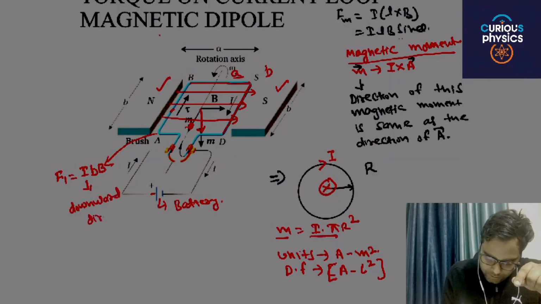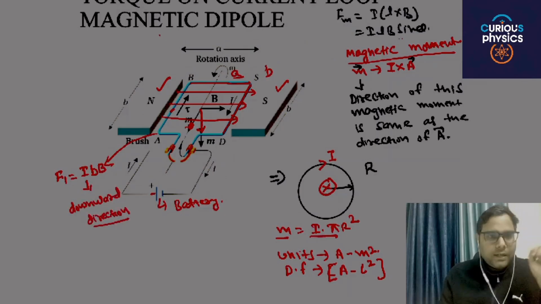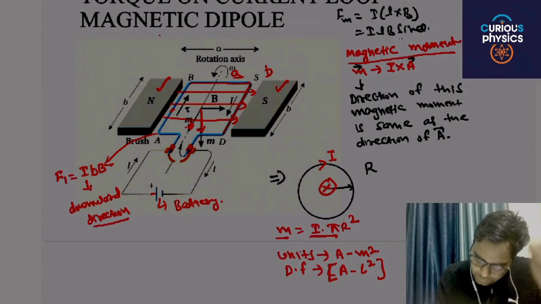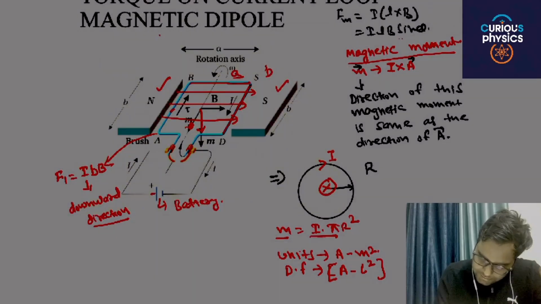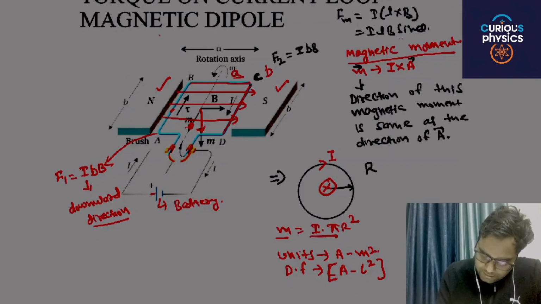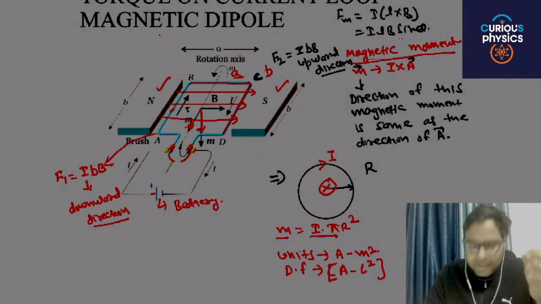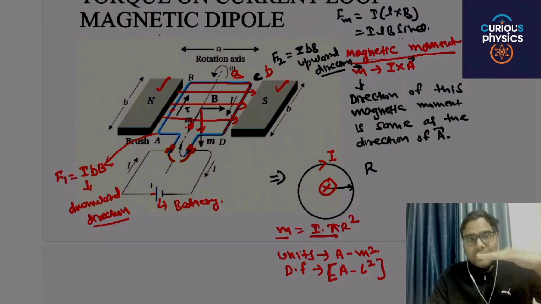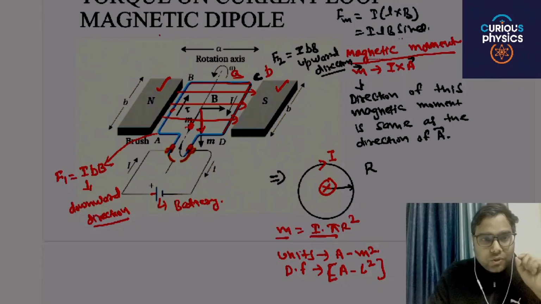Are you able to get my point or not? It will be in downward direction. Now this particular side CD again experiences the force F2. The force is same but in upward direction. And the other two sides AD and BC will not experience any force, because the angle between length and magnetic field is 0, and sine 0 is 0.